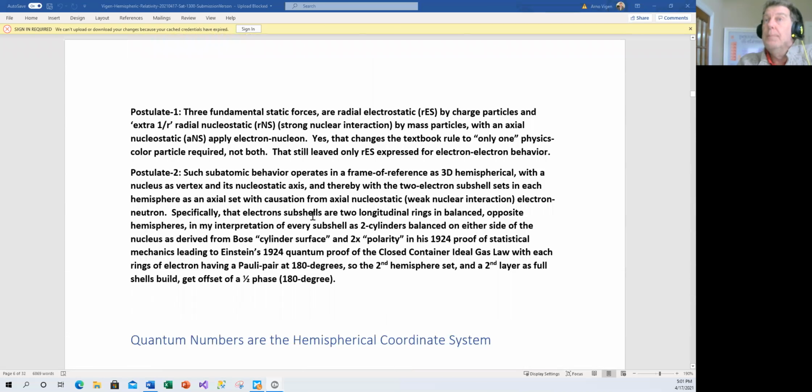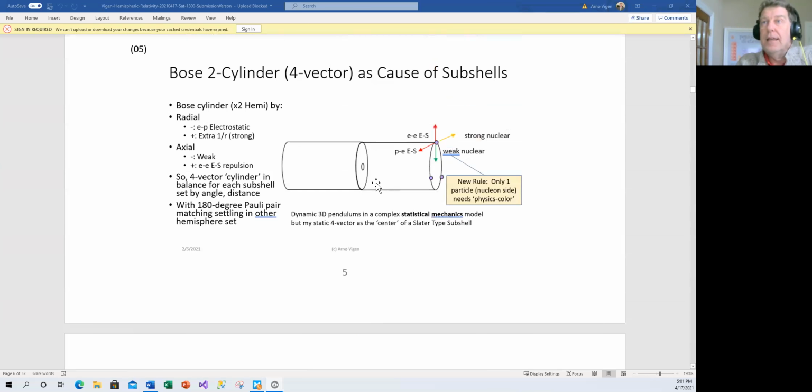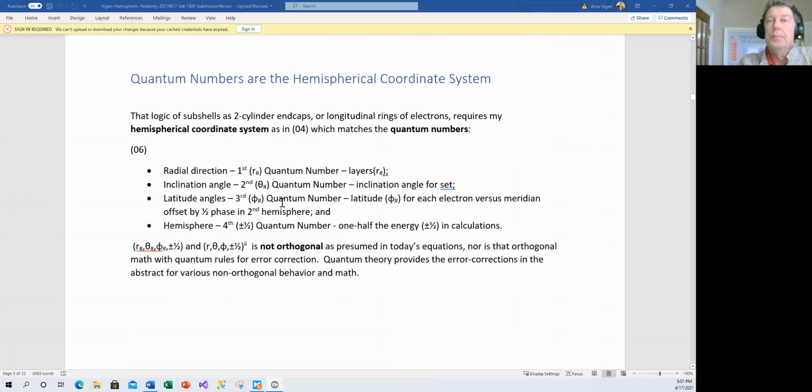All right, so there's basically 2 postulates. One is the fundamental static forces interact. The main one, radial electric versus radial nucleostatics, create shells. The electrons do not fall into the nucleus, they stay in that. The second one is these behaviors are hemispherical by the model here. And that is, there's here, but there's also a second set over here.